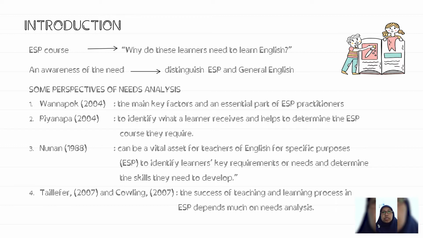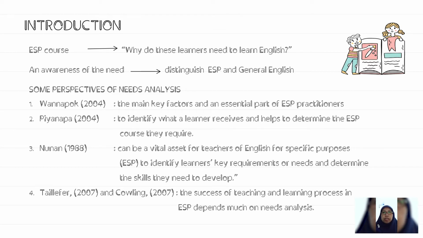The second definition is from Pianapa, who states that needs analysis is a means to identify what a learner receives and helps to determine the ESP course they require. And Noonan added, needs analysis can be a vital asset for teachers of English for ESP to identify learners' key requirements or needs and determine the skills they need to develop.